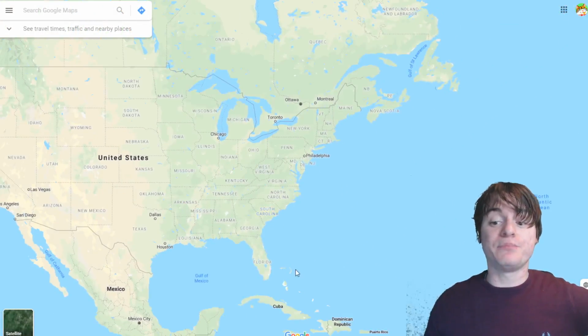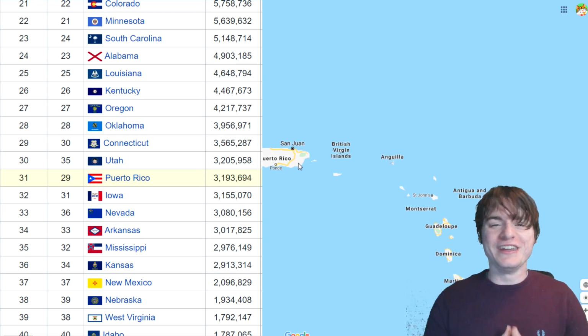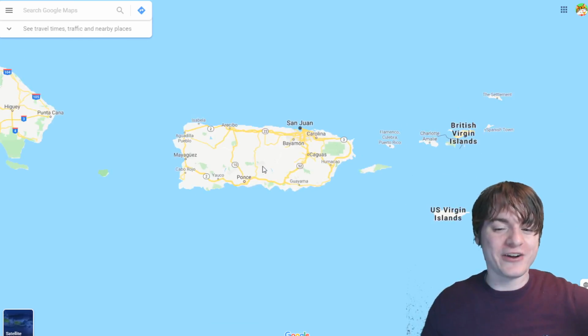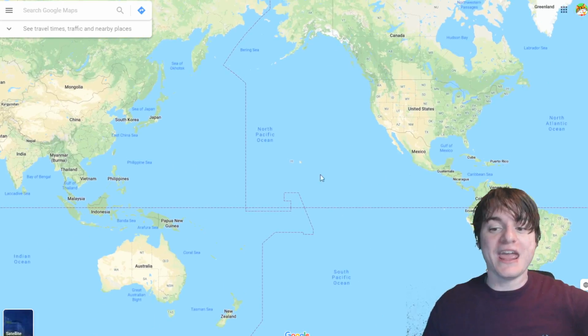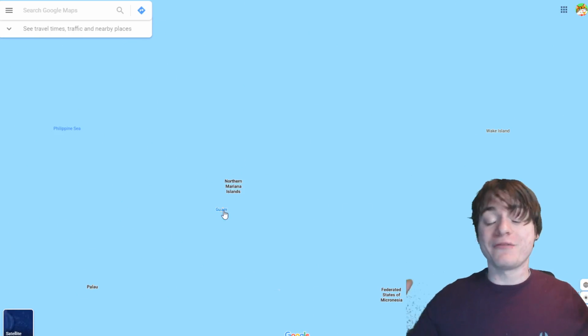But also there's a bunch of territories, such as Puerto Rico, which, by the way, has a higher population than several of the actual states. So there is a Spanish-speaking territory as part of the United States of America, but at least that one's in the Caribbean. If we look over at the Pacific, closer to Japan, you can see how, oh yeah, Guam. Everyone knows Guam, right?